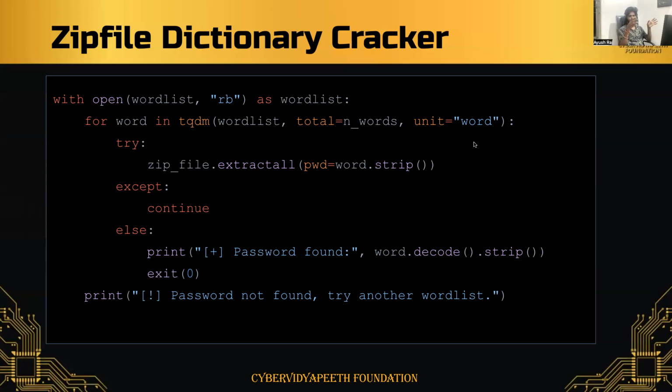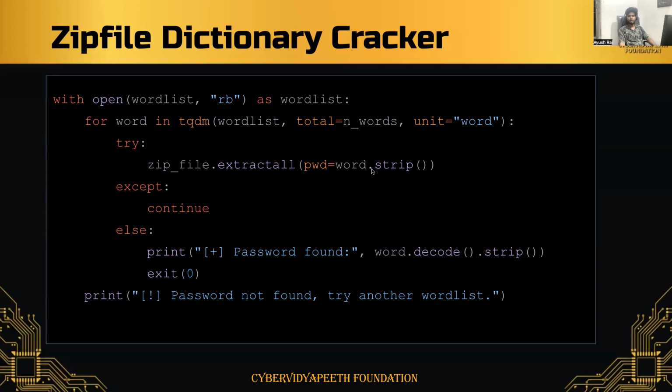So why are we using unit here? Because it will generate a progress bar with the speed, that is the number of word attempts per second or per minute. That's why I have used unit equals word. All right, here is a try except block. zip file dot extractall, here is pwd equals password. This one is looking for the password, and word dot strip.